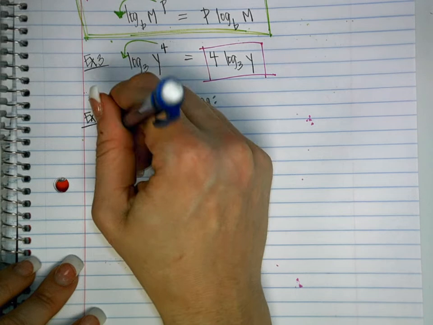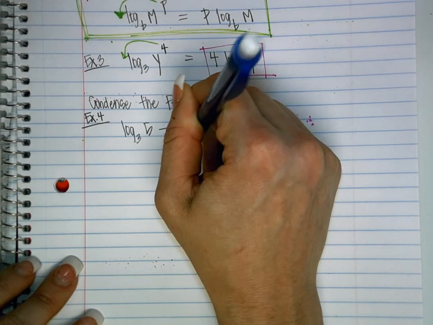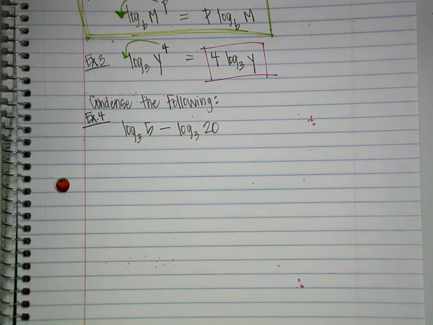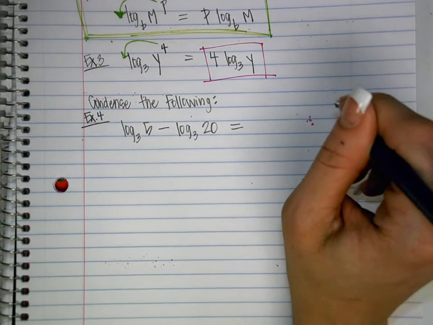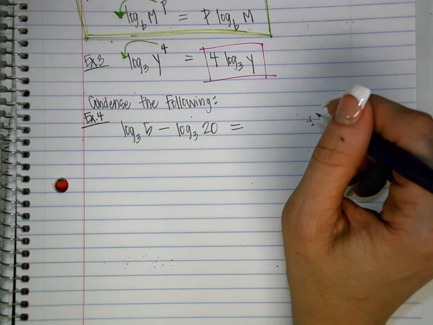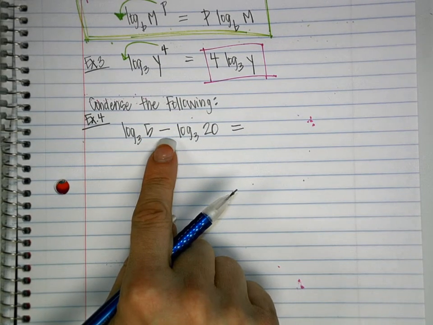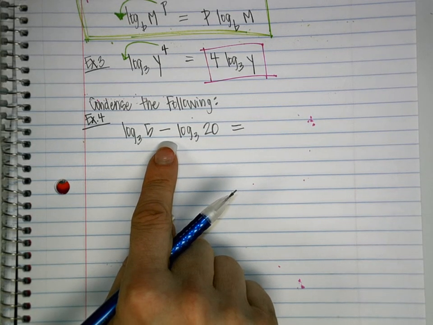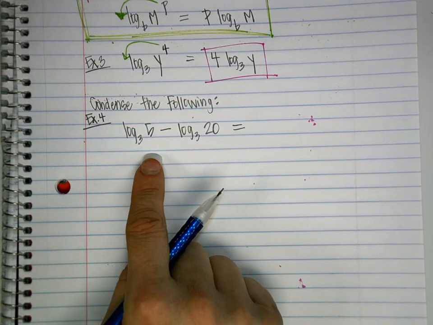So if I give you log base 3 of 5 minus log base 3 of 20, which rule would I use for this? The power rule, the quotient rule, or the product rule? Subtract goes with what? Division. So what is that called? That's the quotient rule. All your rules are posted up on the board as well.